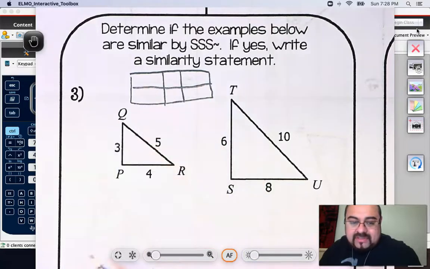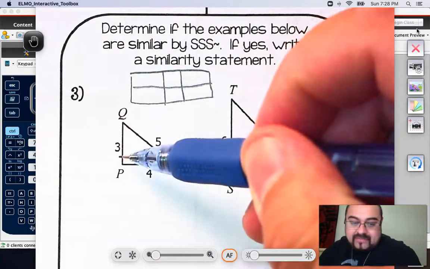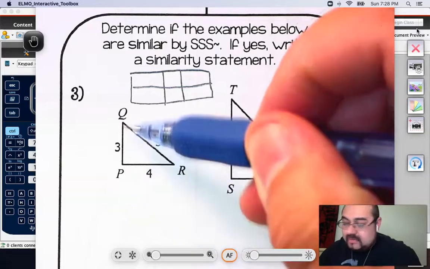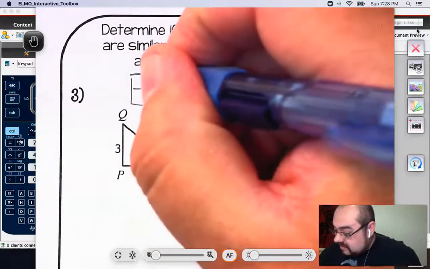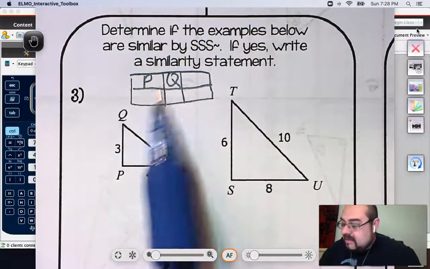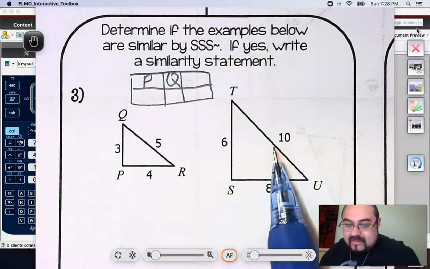All right. I'm going to start with the smallest side first. This side is length 3, and length 3 is side PQ. So I'll start with PQ here. Now I'm going to see if I can determine the corresponding side that's over here.